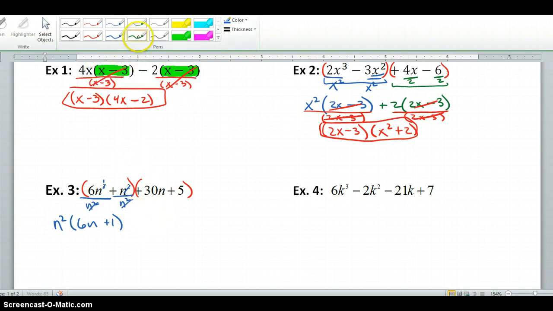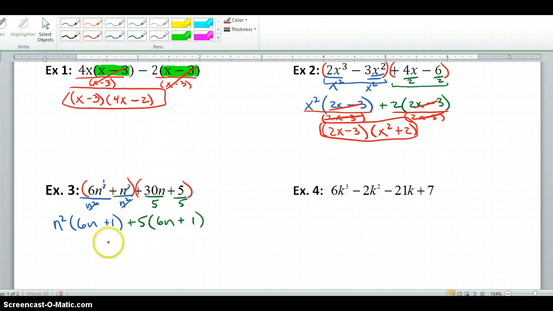Now the second two terms, the GCF, well, 6 and 5, the common factor would be positive 5. They both do not have an n, therefore I cannot factor out the n. So 5 is my greatest common factor here. Well, what is 30n divided by 5 going to be? 6n plus 5 divided by 5 is 1.